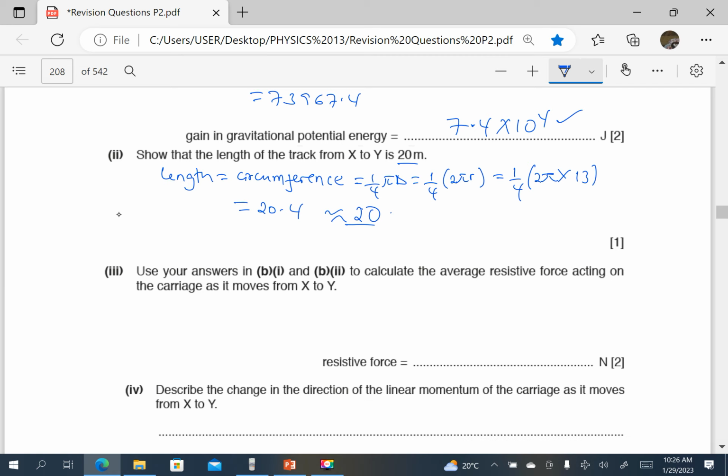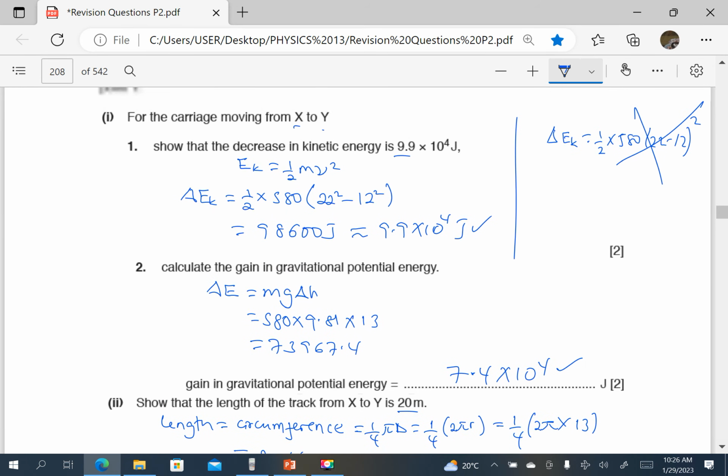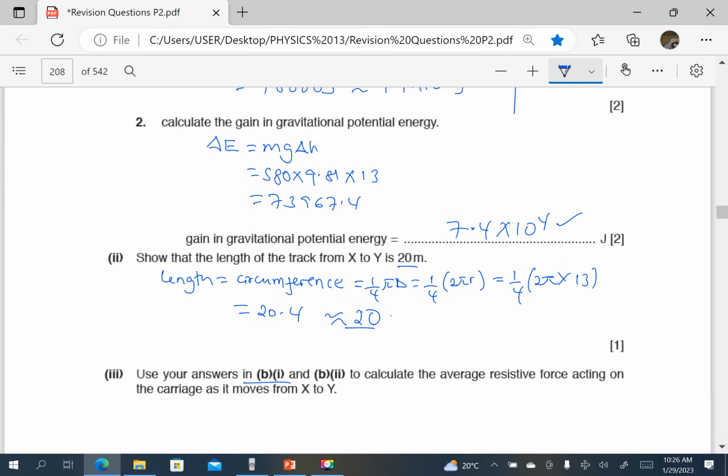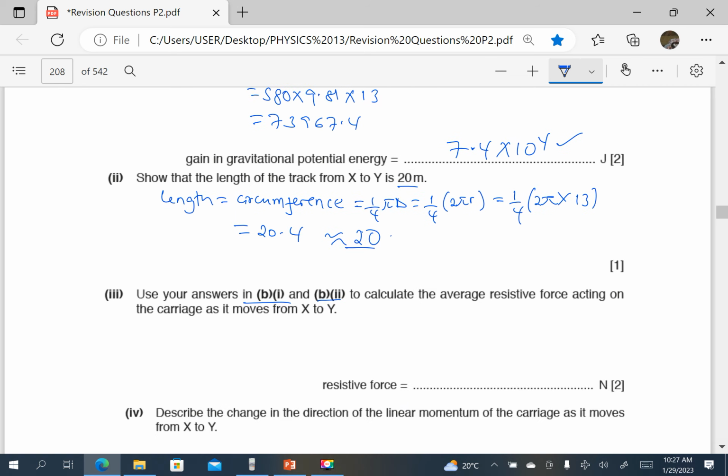So use your answer in B. So in B Roman 1, we have the decrease in kinetic energy. In B Roman 2, we have the length of the track. So we can now find the average resistive force. To find the resistive force, we need the work done against resistance.